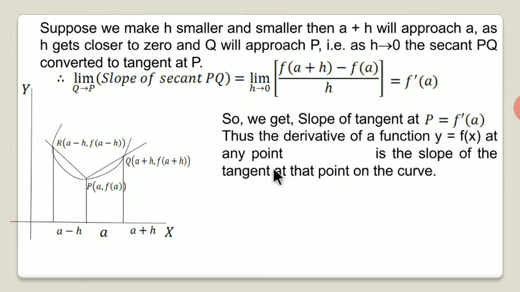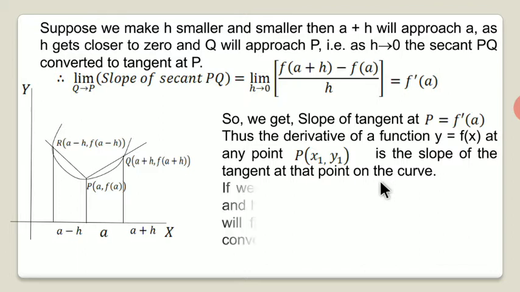Thus, the derivative of a function y is equal to f of x at any point (x1, y1) is the slope of tangent at the point on the curve. म्हणजे जर तुम्हाला एखादा कर्व दिलेला असेल आणि त्याच्यावरचा एखादा पॉइंट तुम्हाला माहिती असेल तर त्या पॉइंटला त्या कर्वचा जो स्लोप असेल तो काय असेल तर त्याचं डेरिव्हेटिव्ह ऑफ दॅट फंक्शन ॲट दॅट point gives the slope of the tangent to the curve.